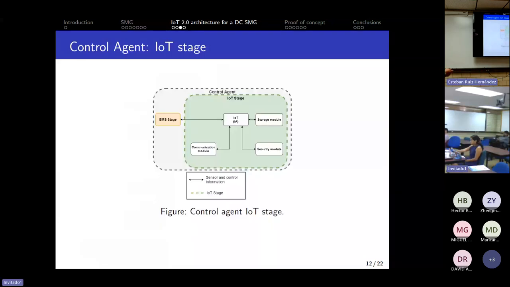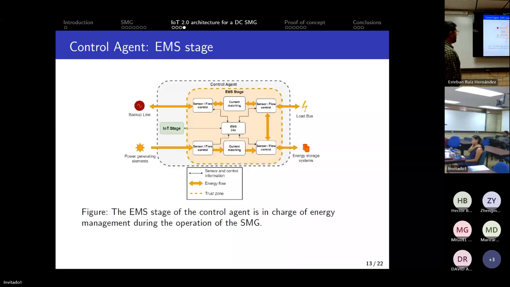So this is the IoT stage of the control agent, where you can see the communication module, the security module, the storage module, and the IoT module, whose main objective is to coordinate the communication of information between other nodes. This node gives information to the EMS stage. In the EMS stage, we can see the energy flow control modules, current matching modules, and the EMS, which communicates with the IoT stage. So this part is what is connected to the electric components, like power generating elements or batteries.